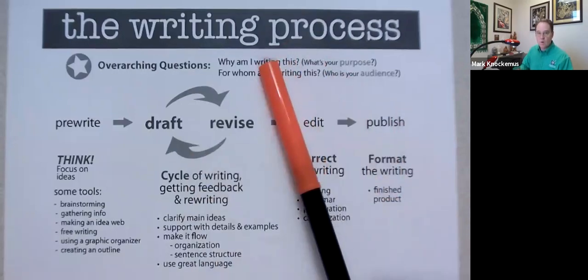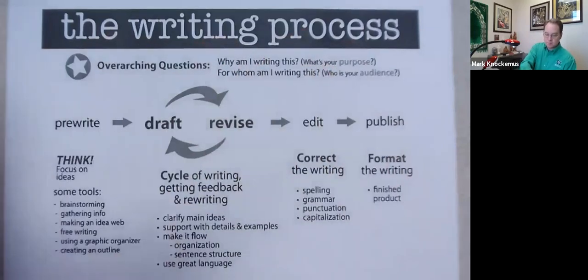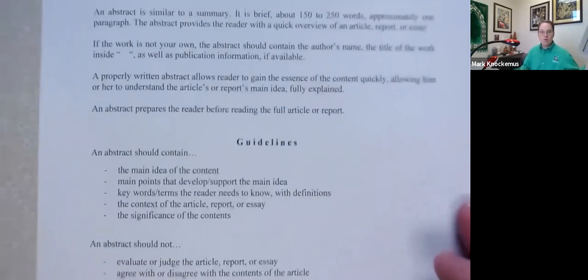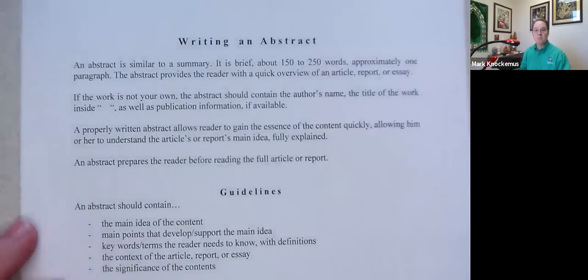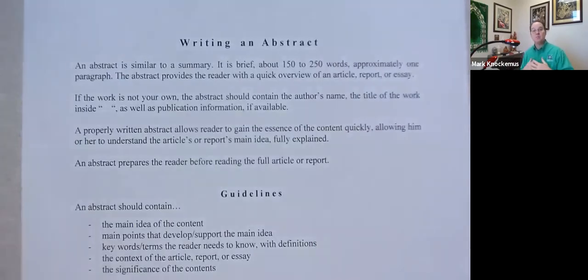Now, what is your purpose in writing? Again, that's going to be on the assignment sheet, the directions, and the assignment guidelines. The purpose in writing here is an abstract. If you're ever told to write a summary of something, that'd be like writing an abstract. An abstract is brief. It's only about one good, healthy paragraph. And what it provides the reader is a quick overview of an article or report or even an essay.